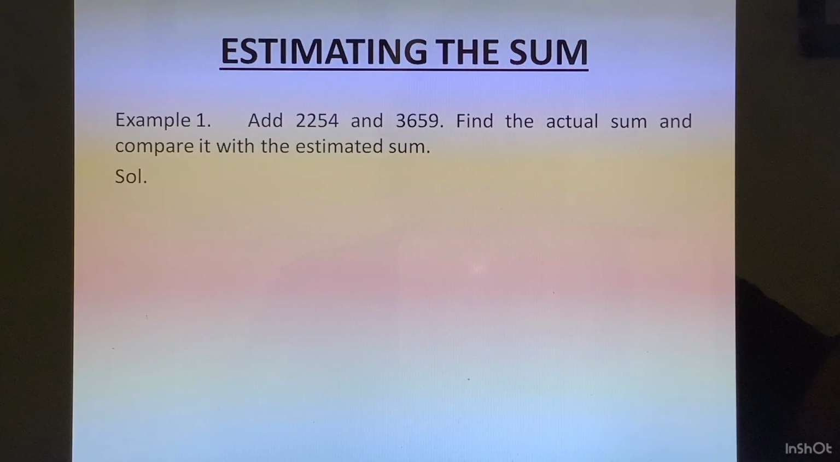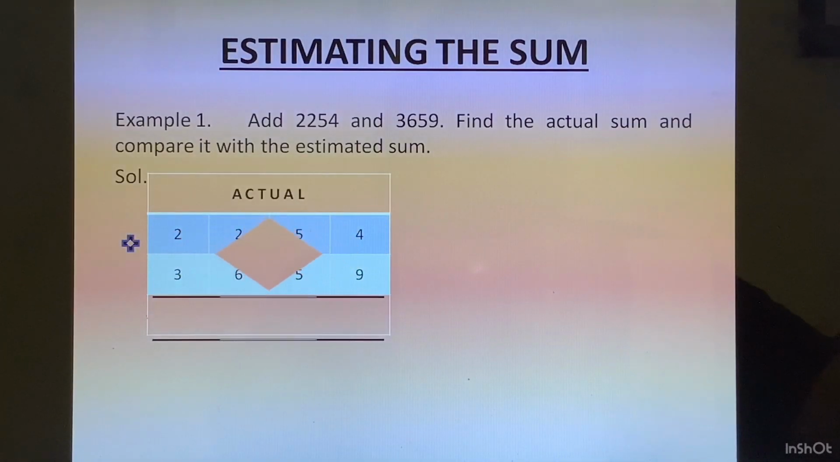Now sums on estimation. Add 2254 and 3659. Find the actual sum and compare it with the estimated sum. Since these numbers are 4 digits, we will round them to the nearest thousands. So for this question, we will first write these two numbers one below the other, add them as we add normally. Here we have got the answer as 5913.